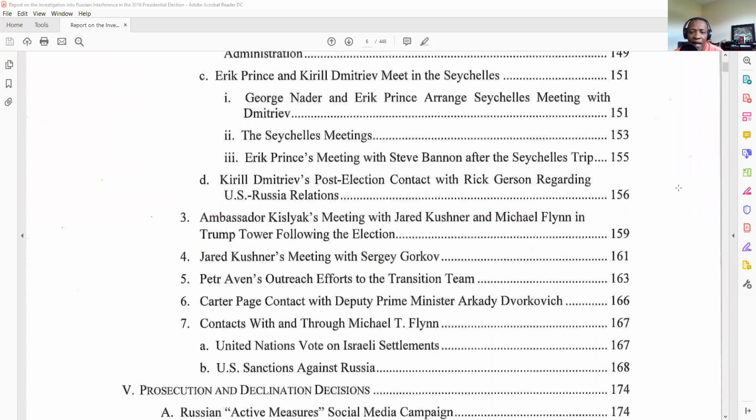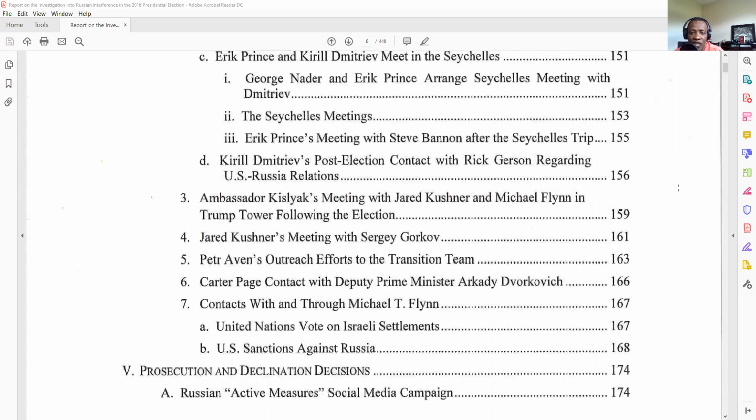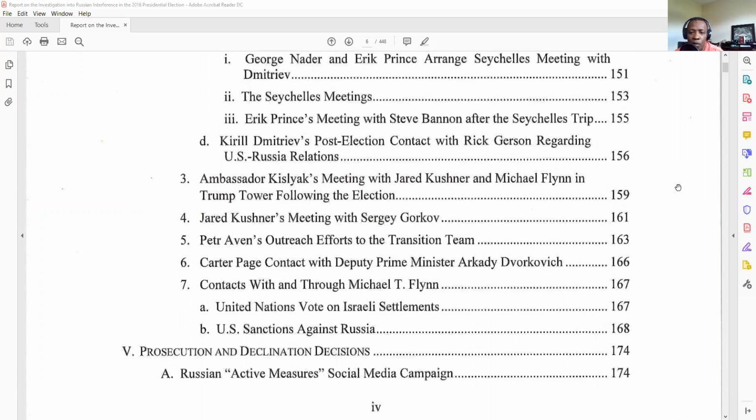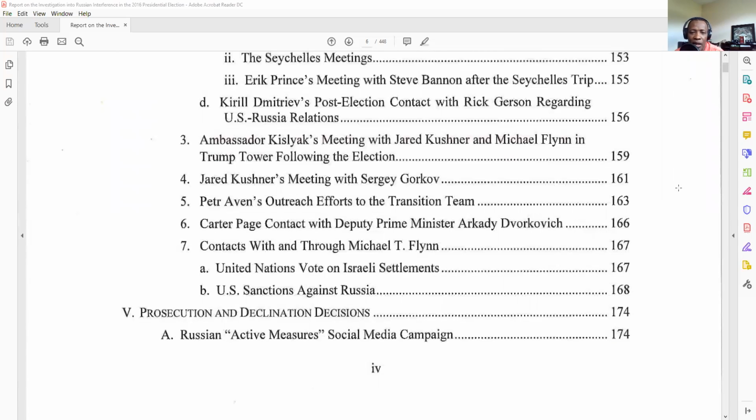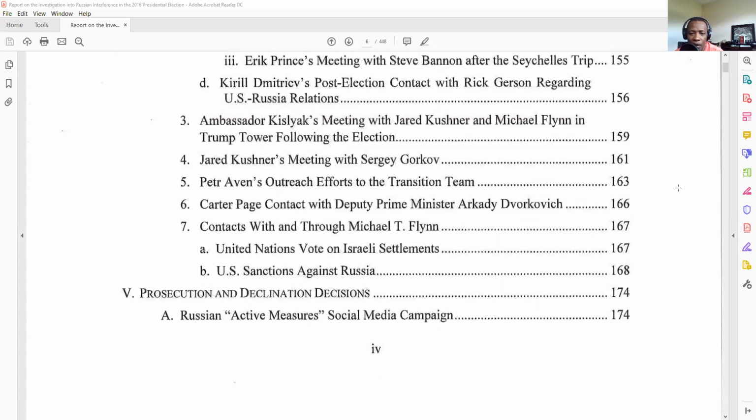George Nader and Eric Prince arrange Seychelles meeting with Dmitriev. The Seychelles meeting. Eric Prince's meeting with Steve Bannon after the Seychelles trip. Kirill Dmitriev's post-election contact with Rick Gerson regarding Russia, U.S.-Russia relations. Ambassador Kislyak meeting with Jared Kushner and Michael Flynn in Trump Tower following the election.